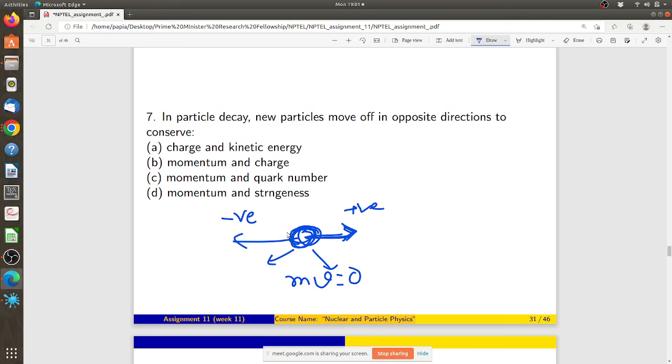Okay, and the second one will be basically charge. Because if any particle is created, let's say this one has a charge 0, and one particle is created with plus 1, then obviously charge conservation should hold in any nuclear reaction. So the particle in the opposite direction should have a charge of minus 1. So the charge should be opposite, right? Yes, ma'am. Okay, so the answer will be B, momentum and charge. It's a tricky question, but not that much tricky.